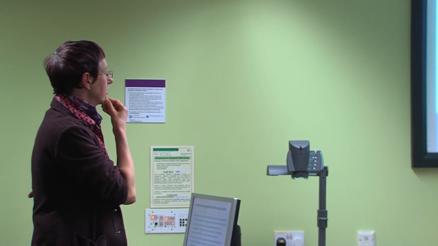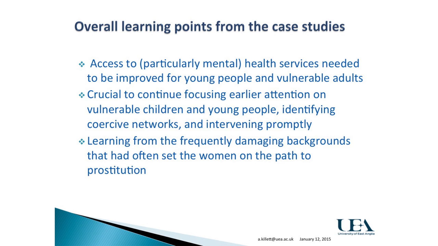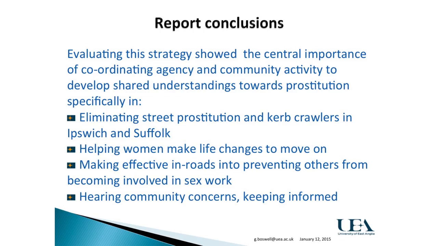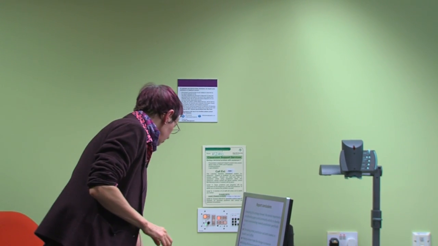A key lesson was for us, but also for the agencies working with them, and also the wider public, to understand the issues likely to affect vulnerable children and young people, identifying coercive networks, intervening promptly, and learning from what had happened to the women that actually set them on the path to prostitution. And I think the main lesson for us from the report was about the central importance of coordinating the agencies, but also making sure there's coordination between community concerns, community energies, and what the official agencies were likely to be doing to develop shared understandings towards prostitution.